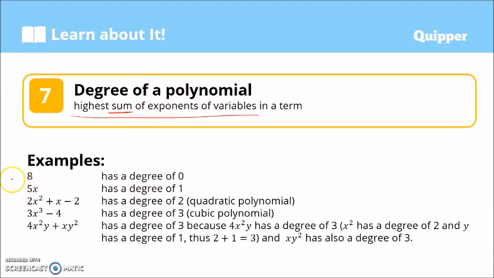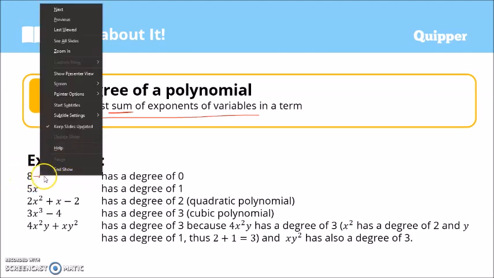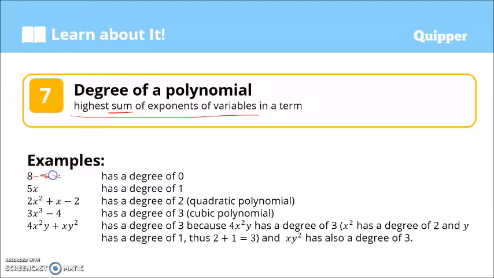Example, the 8. This is just a constant, right? Or a monomial. It has only one term. It has no variable, but this can also be written as 8, for example if x is the variable we use, 8x to the power of 0. Since x to the power of 0 is equal to 1, it's like 8 times 1, which is equal to 8. That is why the degree of a constant term is 0. It is considered to have a variable, but the exponent of its variable is 0.